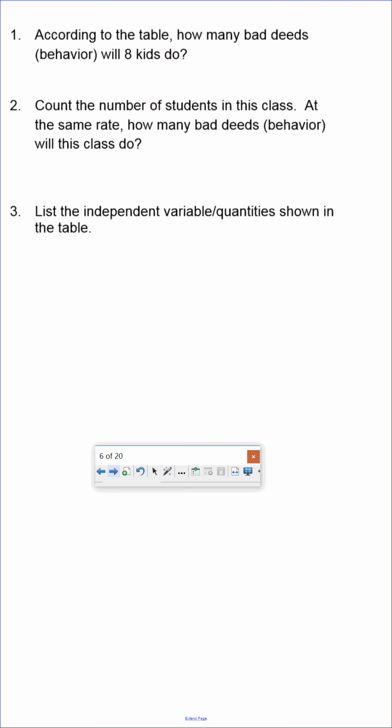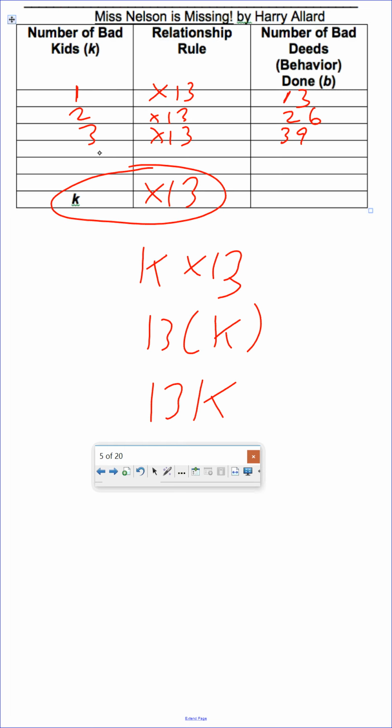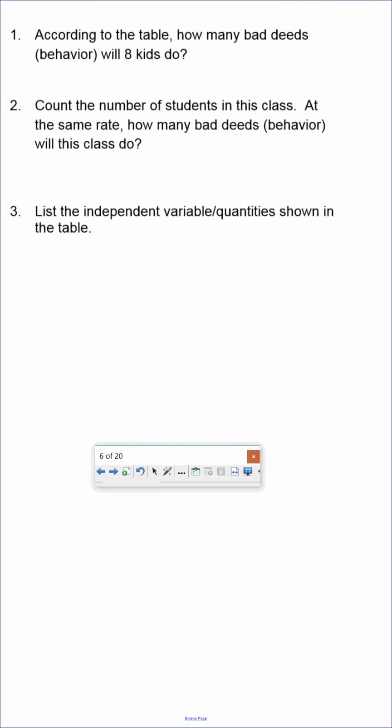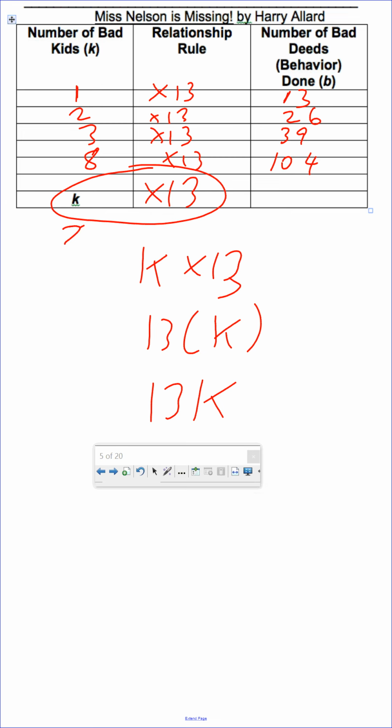So according to the table, how many bad deeds will 8 kids do? 8 kids times 13, 8 times 13 would be 104. Count the number of students in this class. At the same rate, how many bad deeds or behaviors will this class do? So we had 20 bad kids in this class, not that they would do anything bad. And each kid does 13 bad deeds. That would be 260 bad deeds.